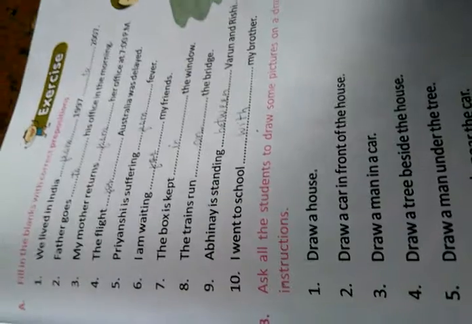From. Number 4, the flight for Australia was delayed. The flight from Australia was delayed, also it will be correct. From. Number 5, Priyansi is suffering from fever. From. Number 6, I am waiting for my friend. For. Number 7, the box is kept in the window.